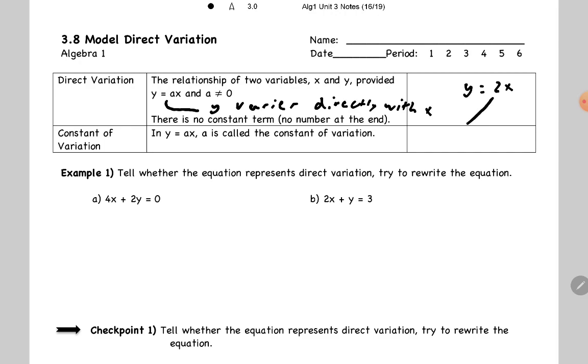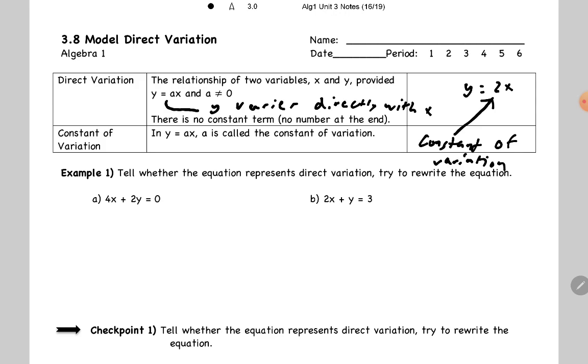The constant of variation is the number.